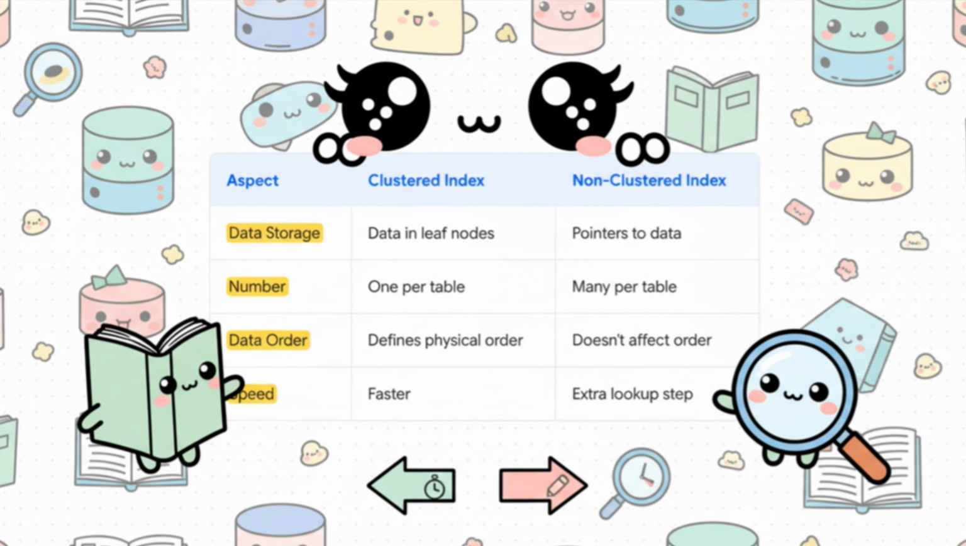This makes it amazing for range queries, like, say, finding all sales that happened between Monday and Friday. A non-clustered index, on the other hand, always has that extra step of looking up the pointer and then going to find the data. But the huge advantage is its flexibility. You can create many of them to speed up all sorts of different lookups.